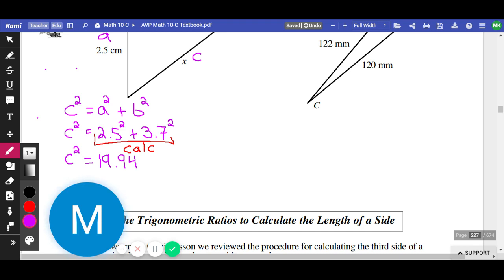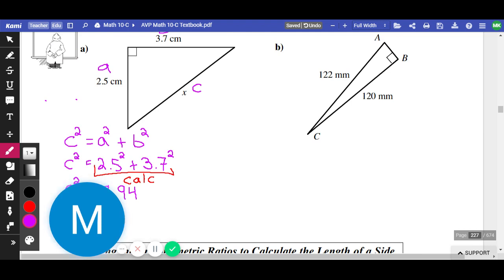So for instance, if you look at this, I have a triangle with 2.5 and 3.7, pretty small numbers. And then all of a sudden I have a hypotenuse of 19.94. That's dramatically bigger, right? And that typically shouldn't happen. It should be a lot closer to that. I mean, it's going to be bigger because it's the hypotenuse, right? It should be the biggest side, but it shouldn't be that much larger.